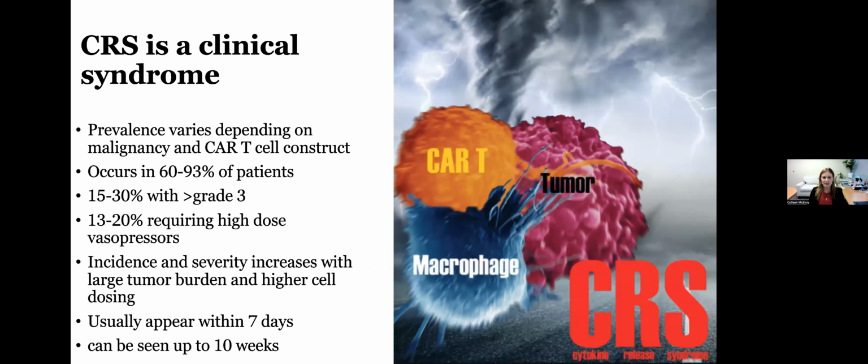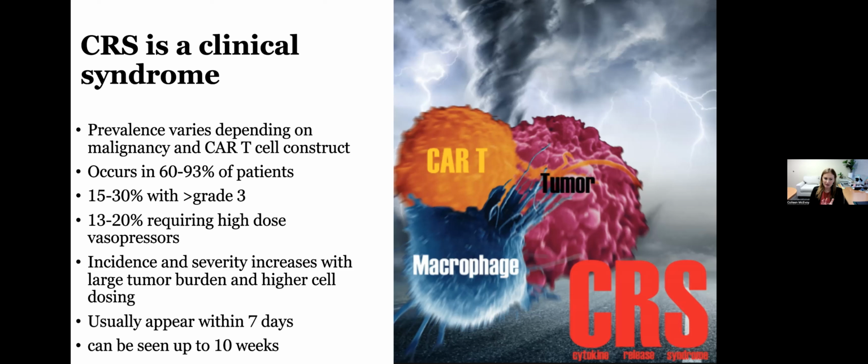So CRS is a clinical syndrome. It's really a supraphysiologic response. I like to think about it just as an overall storm, and that's what we've talked about as cytokine storm. And I love this visualization of CRS because that's exactly what seems to be going on in the patient's body. The prevalence really depends upon the malignancy and the CAR T construct, but occurs in the majority of patients, so 60 to 90% of those patients, whereas about 15 to 30% will have greater than grade 3, which is a fair amount of patients, and about 20% of those going on vasopressors.